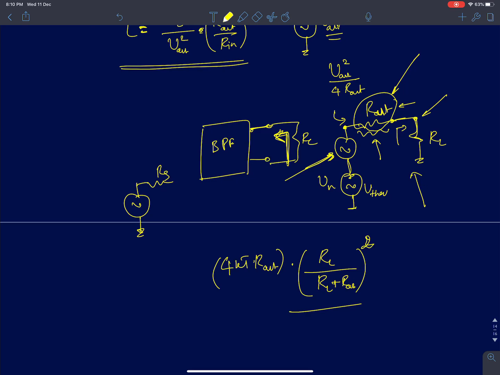For a matched load, we can always find R_L equal to R_out. It will be just 1 by 4. So this is your output power.